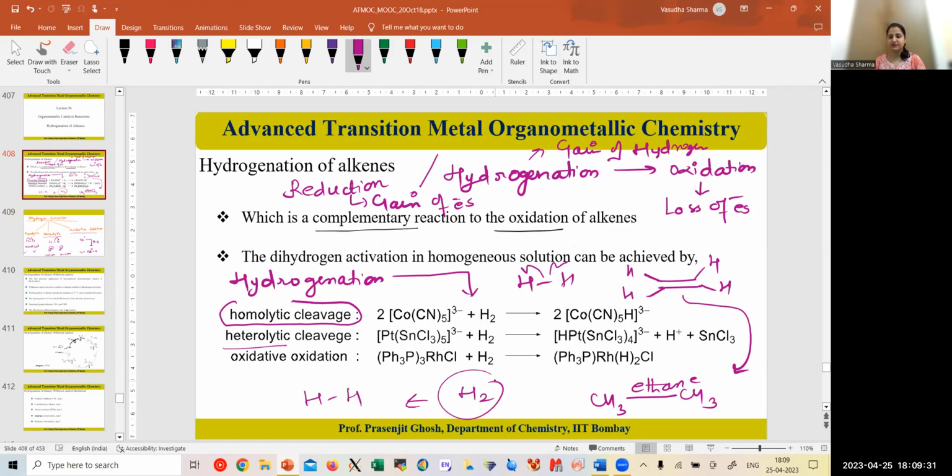For example, here both complexes which have cobalt as the metal center take the hydrogen as a radical. In the second one, the heterolytic case, the platinum takes one hydrogen as H negative and releases SnCl3 along with the loss of H positive. And in the last, where we are using the Wilkinson catalyst, rhodium, H2 comes in and both hydrogens are connected to the rhodium. That is called oxidative addition.